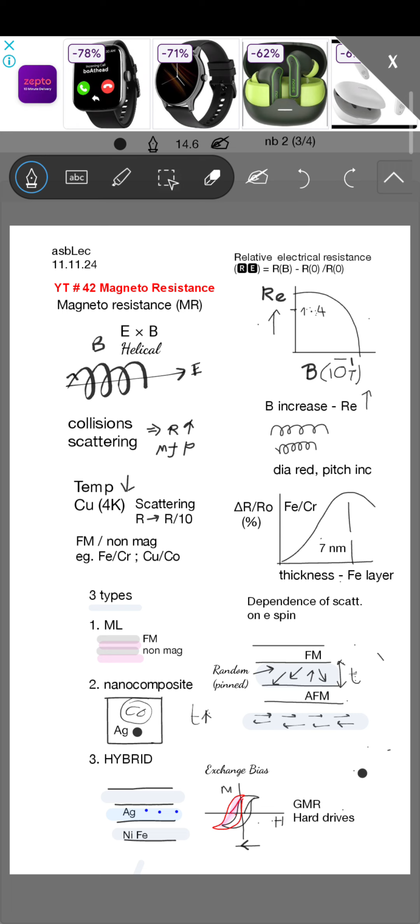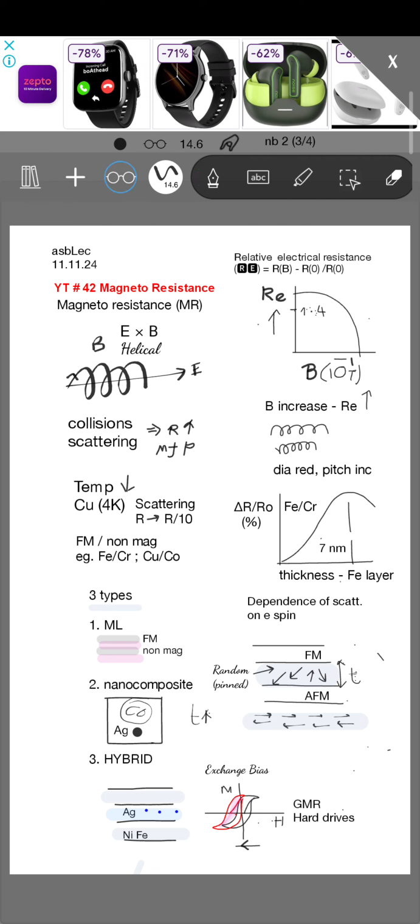The third one is actually a combination of the initial two structures. This is called the hybrid structure, where you have a layer of an antiferromagnetic material and the nanocomposite material kept as layers. So this one is the nanocomposite material, and this again is the antiferromagnetic material, nickel ferrite.